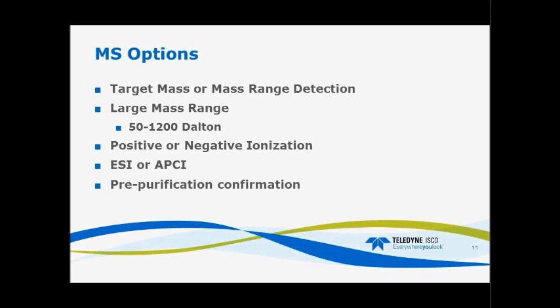And that's the reason that we use an external roughing pump. APCI requires a higher flow of nitrogen gas to carry the sample from the probe into the mass spectrometer. And by using the roughing pump, we're able to displace the amount of nitrogen that's pulled into the mass spec. And another option is a pre-purification confirmation. We'll show you an example of that momentarily.